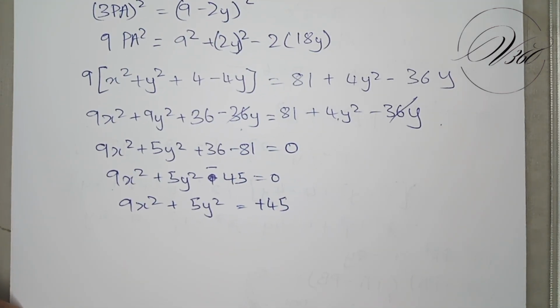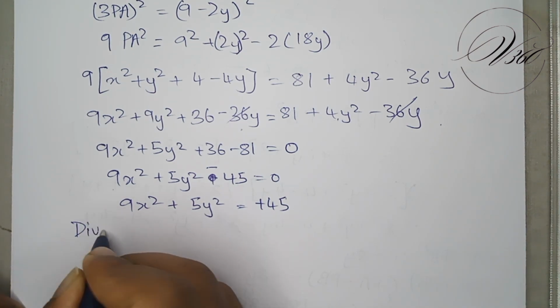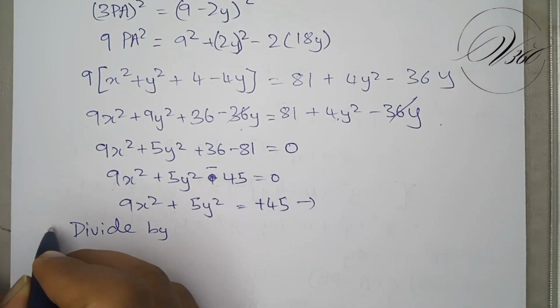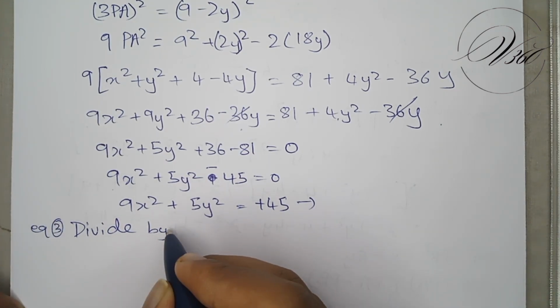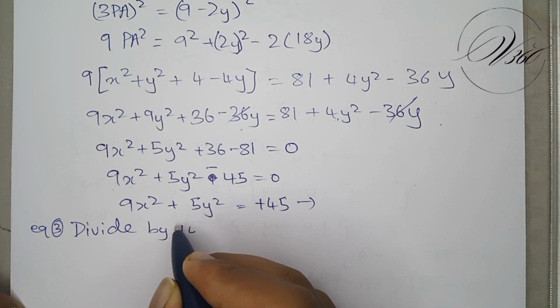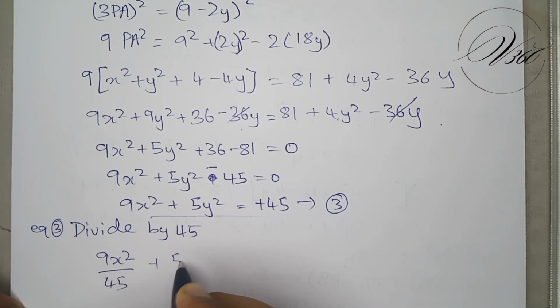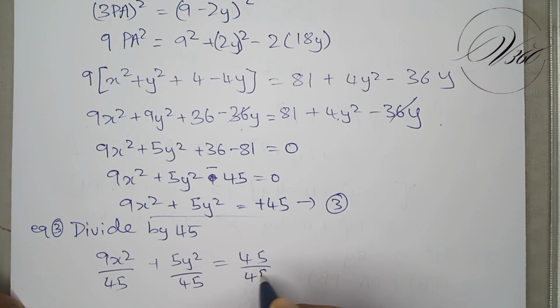Now we are going to divide equation 3 by 45. Okay, this is equation 3. Now here 9x square by 45 plus 5y square by 45, alright, is equal to 45 by 45. We are going to further simplify this. Okay, 9 ones are 9, 9 fives are 45, 5 ones are 5, 5 nines are 45. This is as usual one.